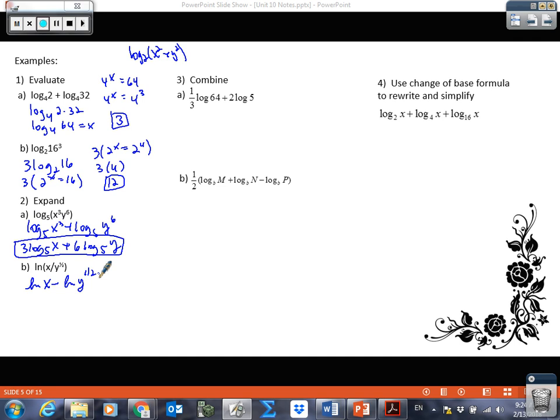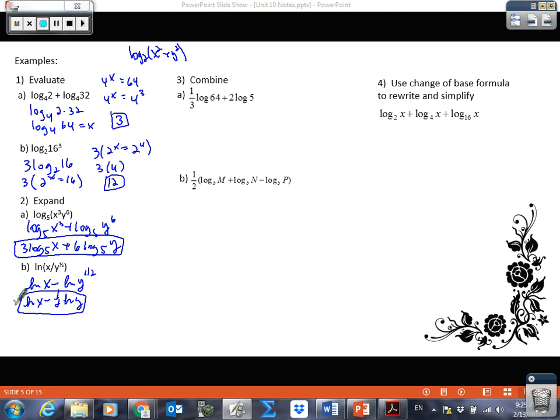Okay. This one's done. I don't have any more additions, multiplication, division, powers. Still got some room to move on this one. I'm going to move that 1/2 down. So I have natural log x minus 1/2 natural log of y. And there's my expansion.